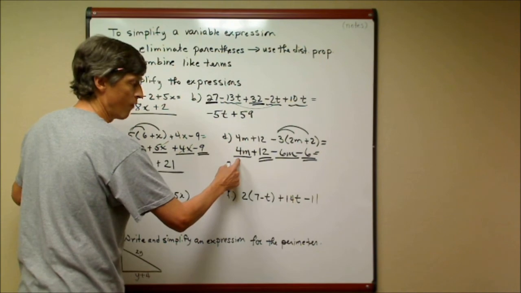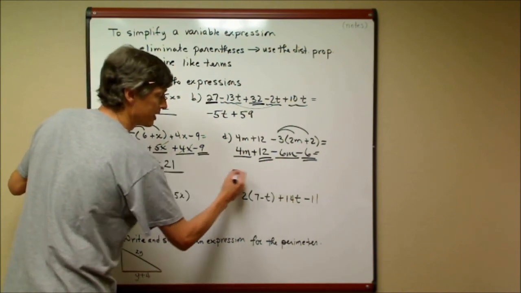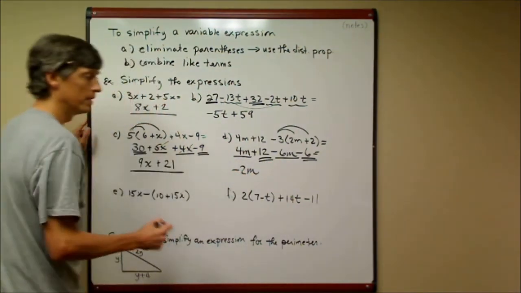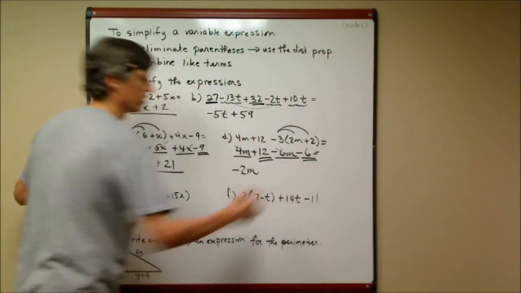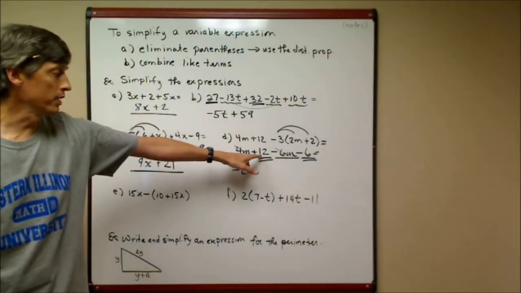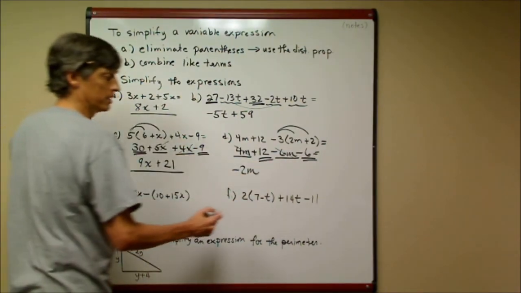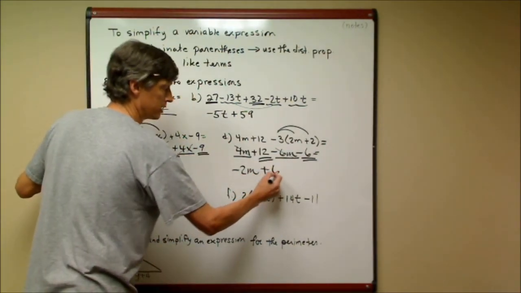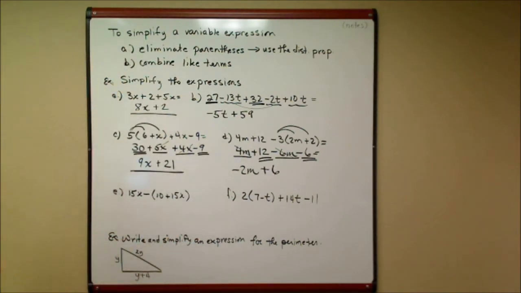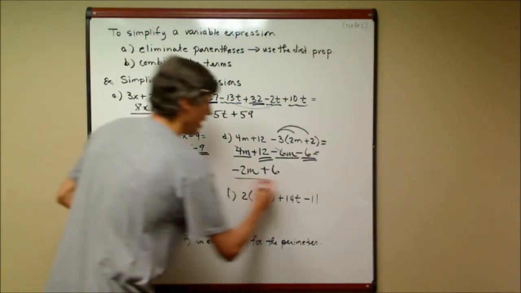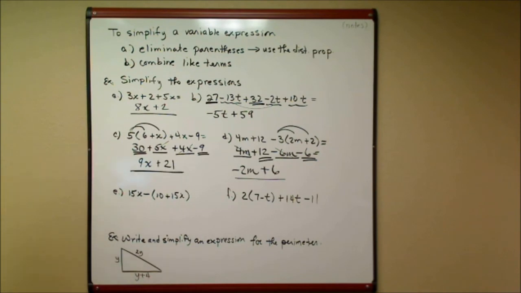A positive 4m, a negative 6m, that's a negative 2m. So again, just so I don't get confused, I'll cross those out. And then here I have a positive 12, a negative 6. A positive 12 and a negative 6 is a positive 6. So plus 6. And that's my answer. Remember, once I get it to this point, I know I'm done simplifying. There are no longer any parentheses. There are no longer any like terms.